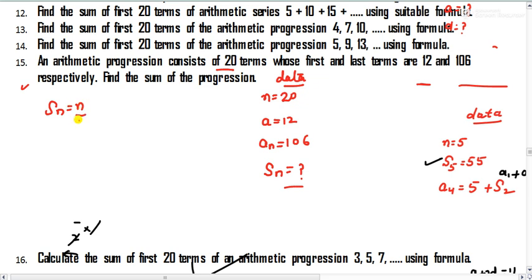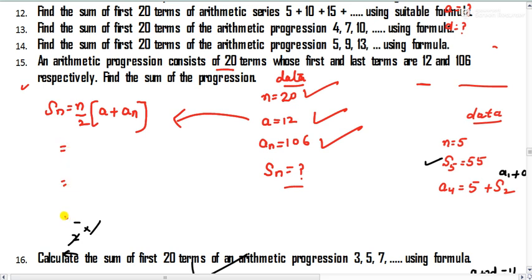You have two formulas, no? n by 2 into a plus an. You use this formula. This is the data for this formula because we have a, n and an. So you can easily get the answer. Got it? So let me solve this. 12 plus 106 is 118. So the answer is 1180. Right?